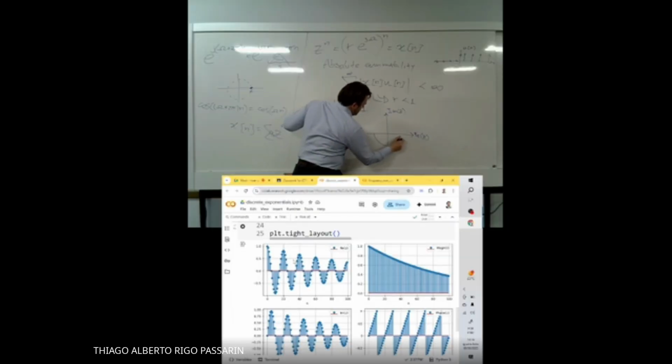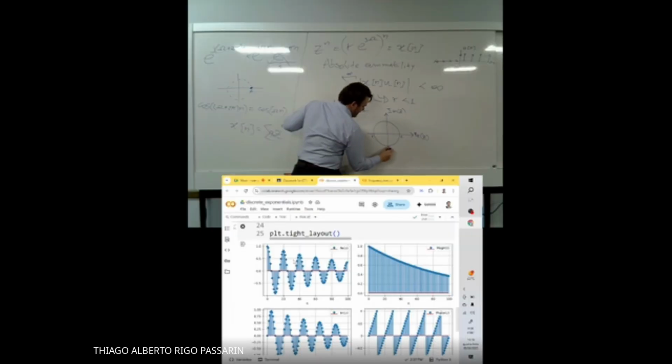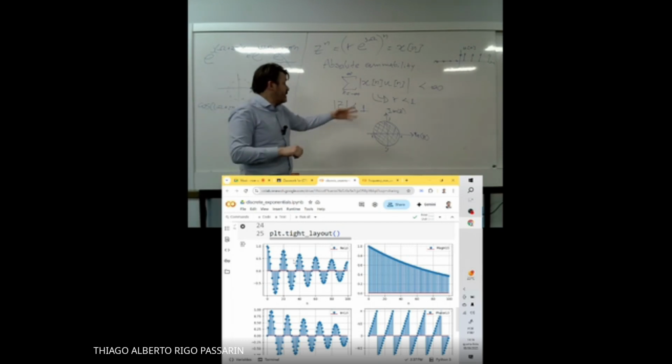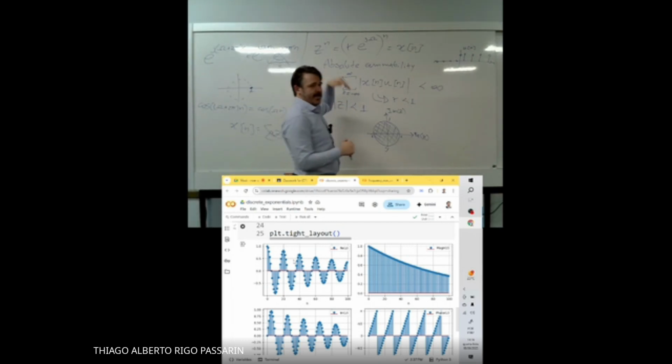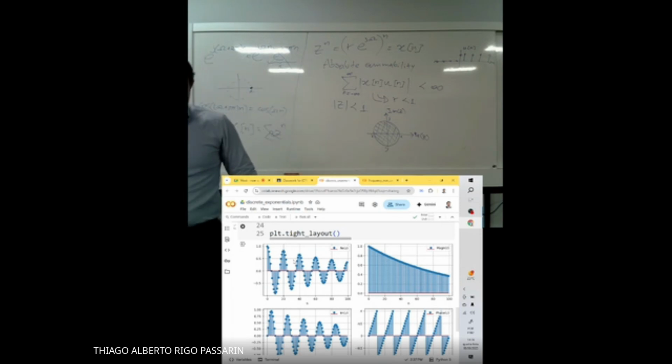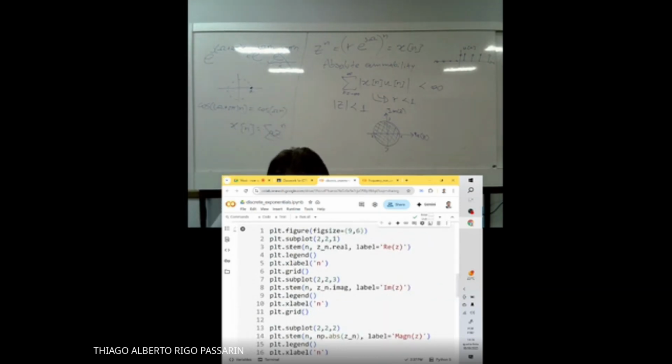We can define a unit circle. We have 1, minus 1, minus j. For any z inside, we have a decreasing exponential. It doesn't matter the angle. The angle just sets the frequency. If the angle is 0, I have a purely real exponential.